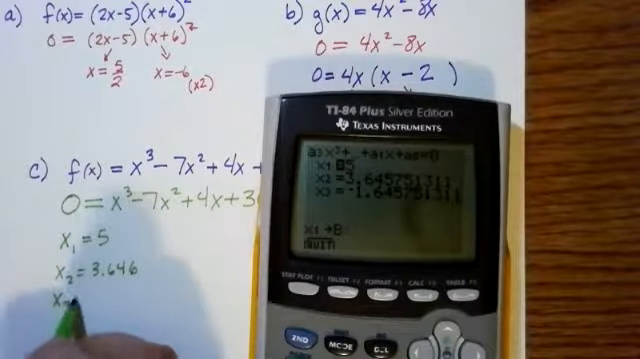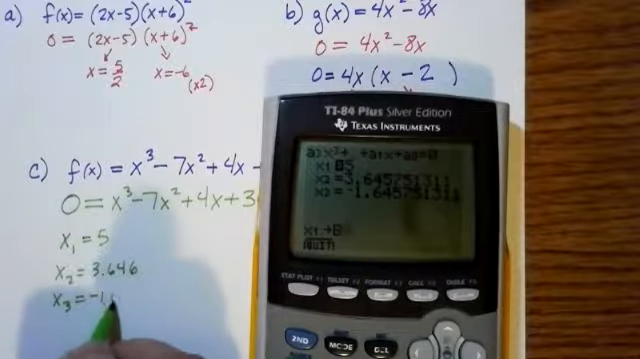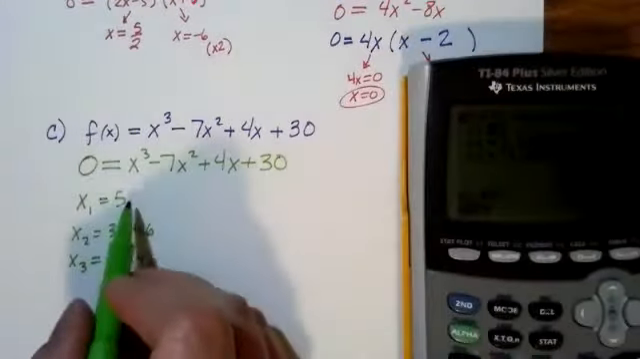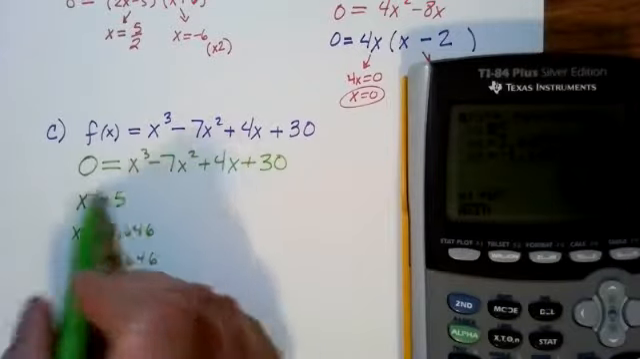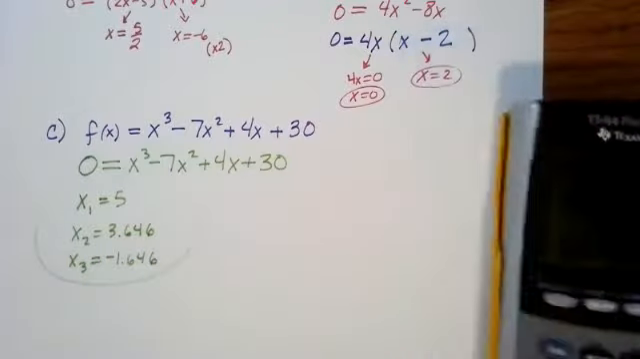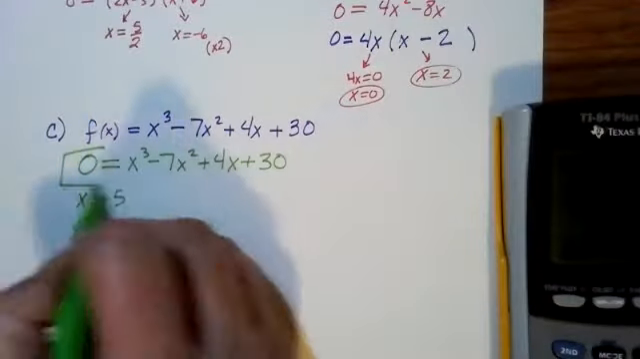And the last one is -1.64. And again, I'm going to round that to 6. So we have these 3 roots. And those are the solutions, or the zeros. These are the zeros for my function. But the work is right here.